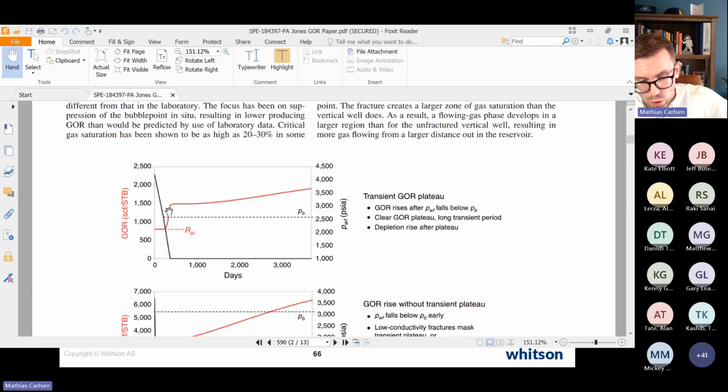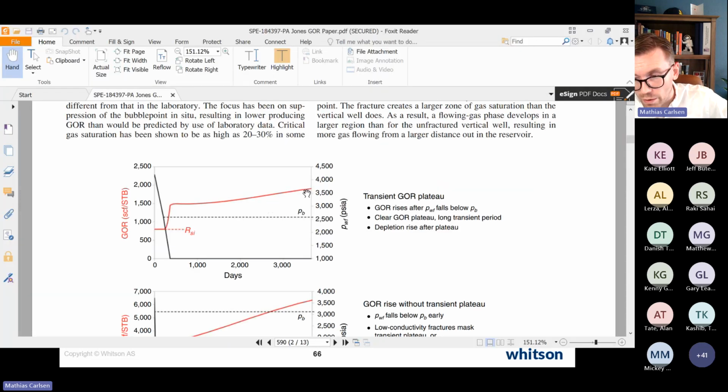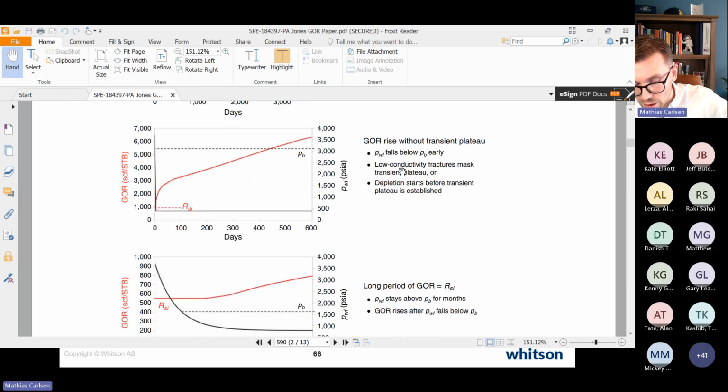Hit saturation pressure, boom, and here it's infinitely conductive. It reaches a transient plateau where the GOR is essentially flat, just at a different level, as long as the bottomhole pressure is flat, which is very similar to what we're looking at here. It shoots up, boom, pretty constant, and then it starts to shoot up again at later time, most likely because it's entering boundary dominated flow. But if it's a more low connectivity system, then these plateaus are basically masked, and that's what he's talking about right here.